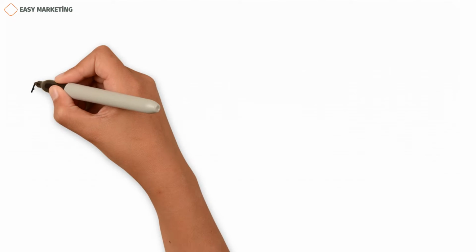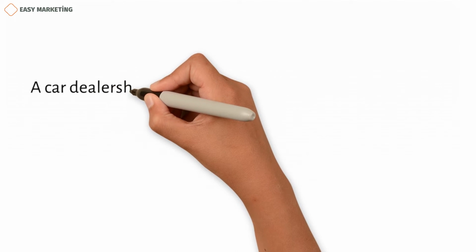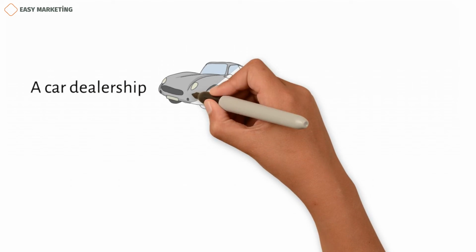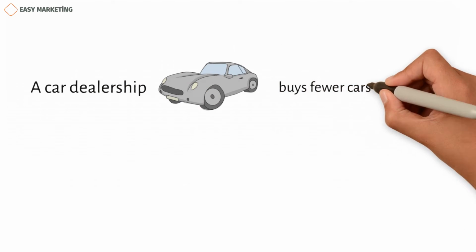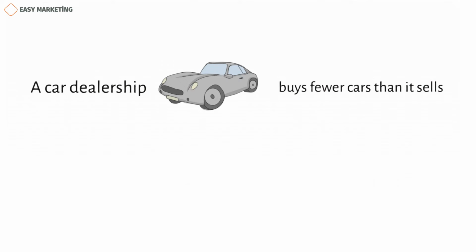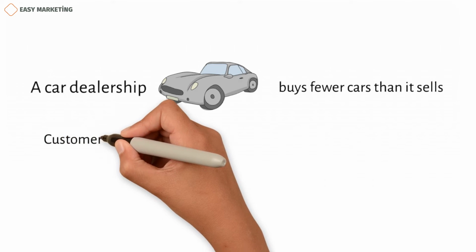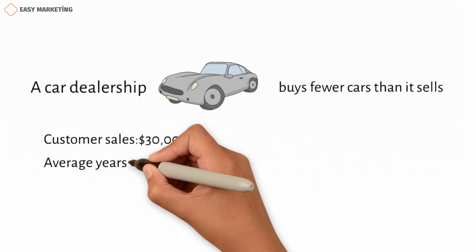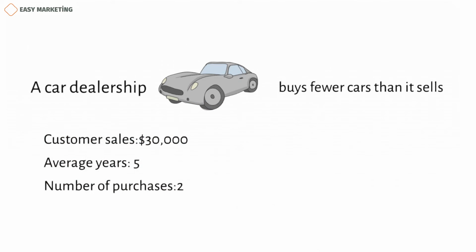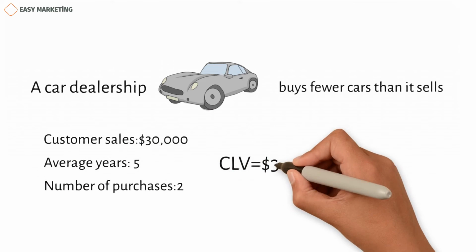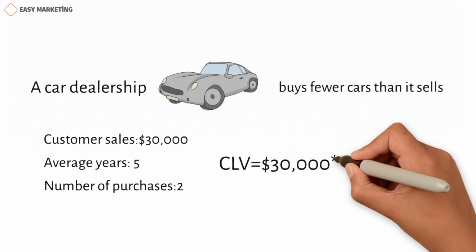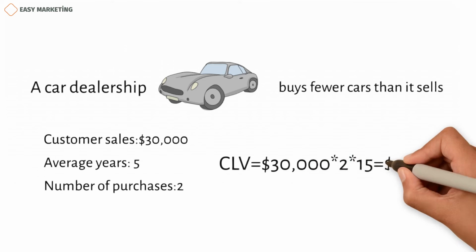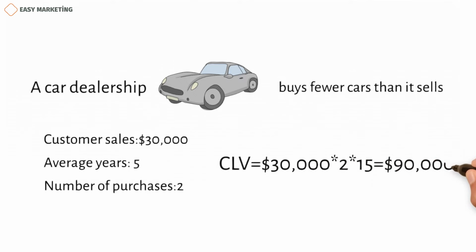Store that sells cars. A car dealership sells fewer cars than a coffee shop sells coffees, but the average amount it sells is much higher. In this example, we'll say that someone spends $30,000 every 5 years on a new car. People feel close to this brand and have been buying it often for 15 years. CLV equals $30,000 average sale times 2 number of purchases per year times 15 years equals $90,000.